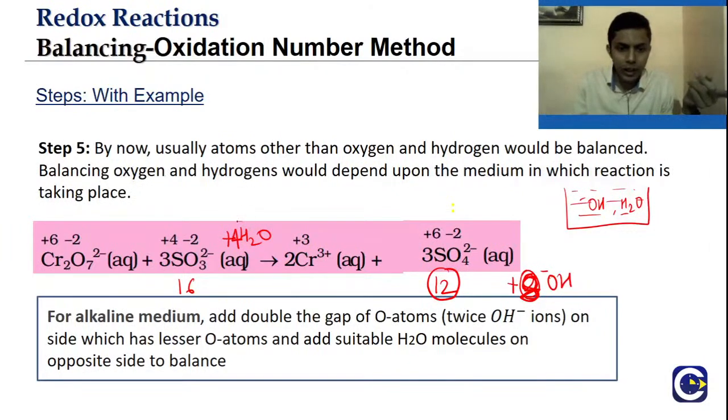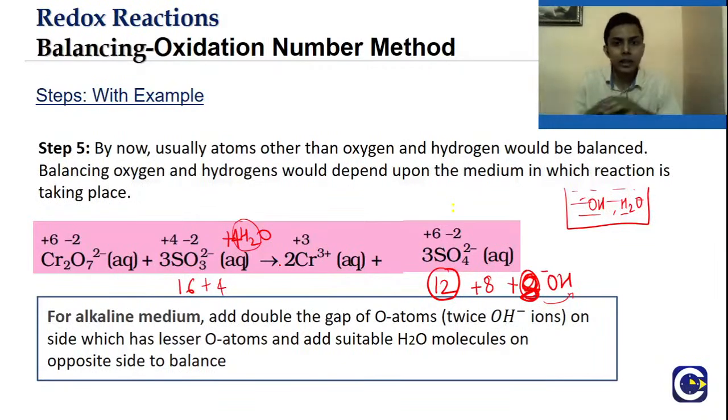As you can see, here 8 hydrogen is there, here also 8 hydrogen is there. Here 8 oxygen is there, and here 4 oxygen gets added, 16 plus 4. Here 8 oxygen gets added, 12 plus 8. So both became 20. The reaction is balanced. Understood? Yes. I'll just do a quick revision of the oxidation number method.